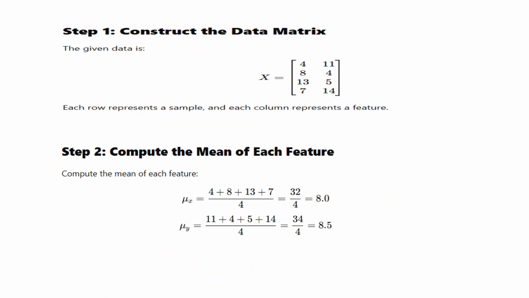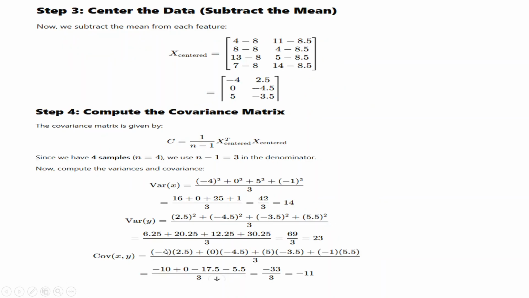If you are considering x comma y, you have to separate 4 minus 8 and 11 minus 8.5. For x, the data point is 4, so 4 minus 8.0 gives minus 4. For y, 11 minus 8.5 gives 2.5. Like that, for each and every variable you have to perform the same and generate the answer 11.